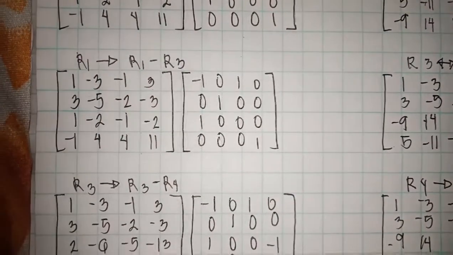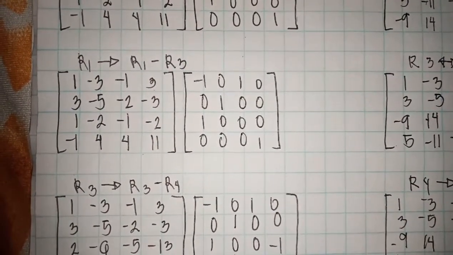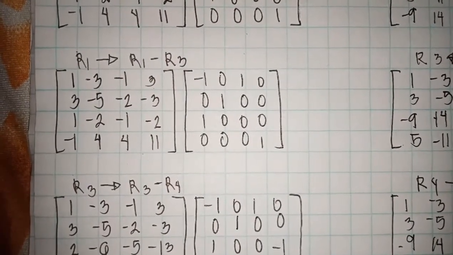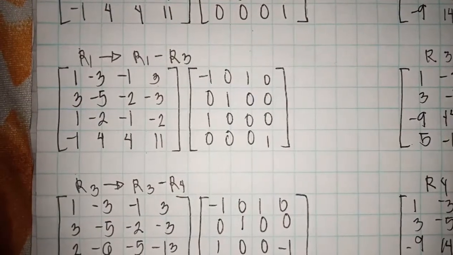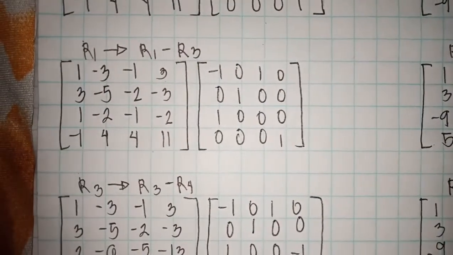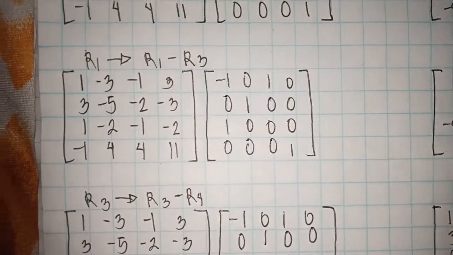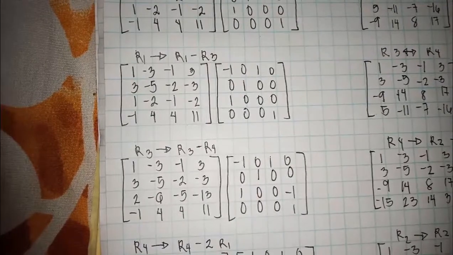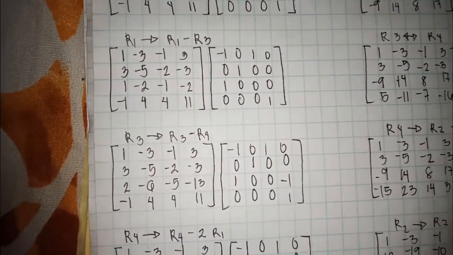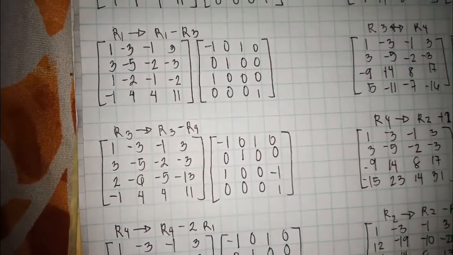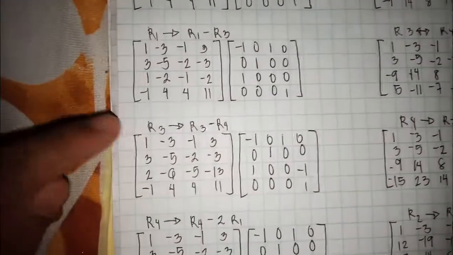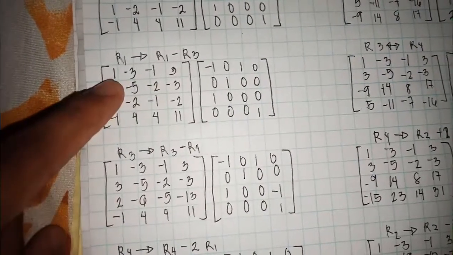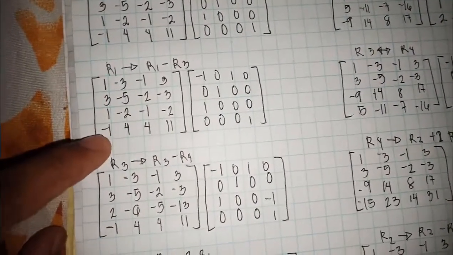So on the other side, we have negative 1, 0, 1, 0 in row 1, 0, 1, 0, 0 in row 2, positive 1, 0, 0, 0 in row 3, and 0, 0, 0, 1 in row 4. To get the R3, we have R3 minus R4. And with that, we need to list down the R1, R2, and R4 and subtract R3 and R4.